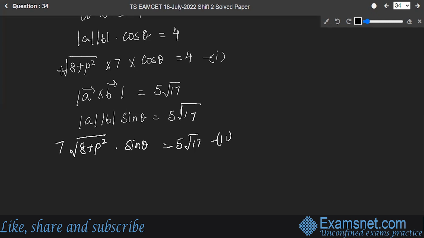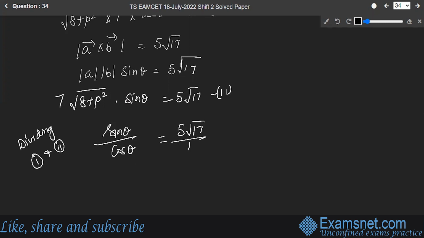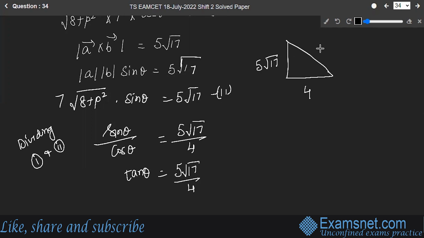Actually these two will cancel out, right? So you will have sine theta upon cos theta is equal to, dividing 1 and 2, 5 root 17 upon 4. That is equal to tan theta actually. So I have the value for the tan theta. I can easily find out the cos theta now. 5 root 17 upon 4. So using the Pythagoras theorem, I can find out the hypotenuse.